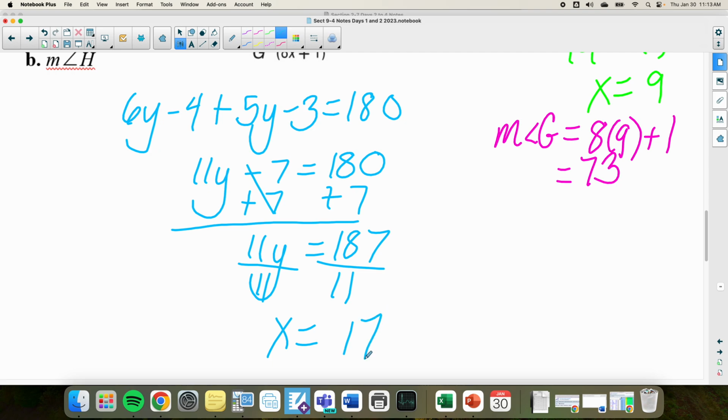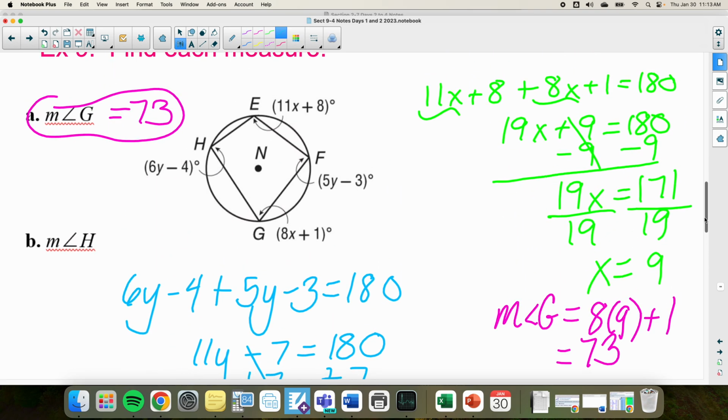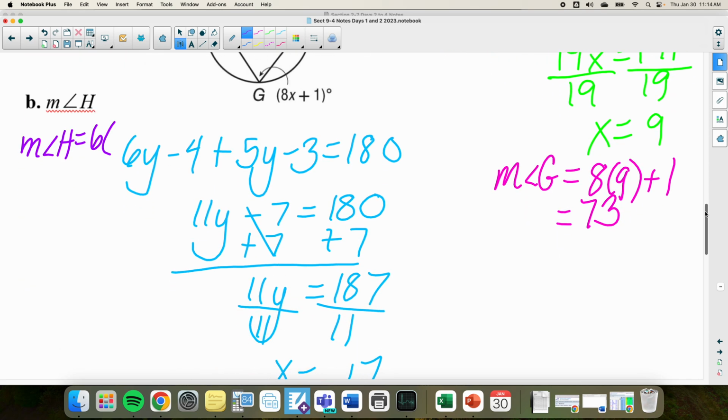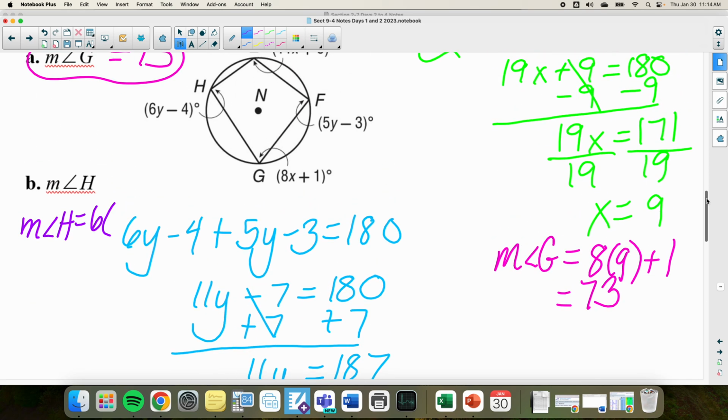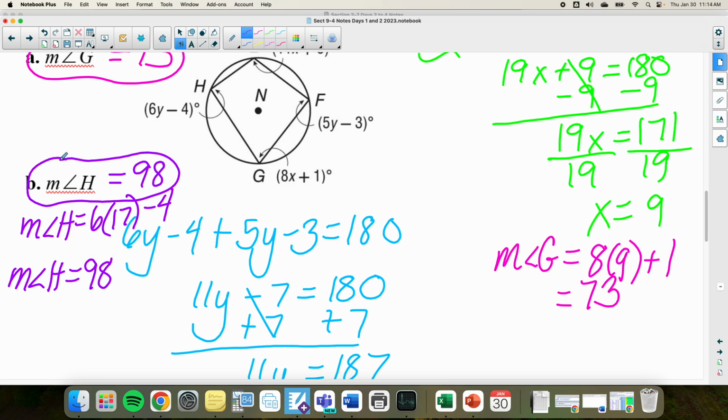And then we have to put that back in to angle H, which would be 6 times 17. Is that what I had gotten? 6 times 17. And then minus 4. Did anyone punch that in? Thank you. So 98 is my answer for that.